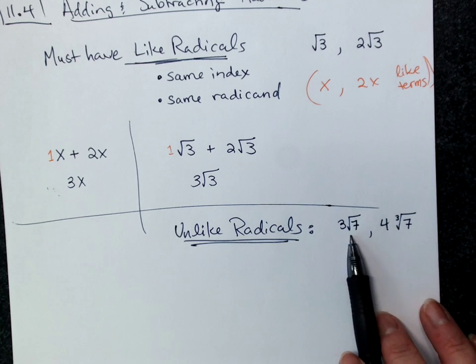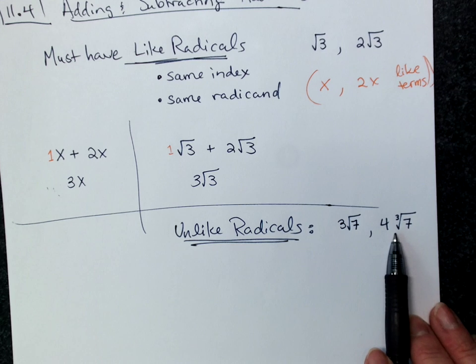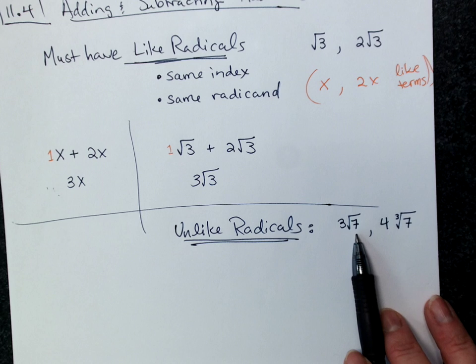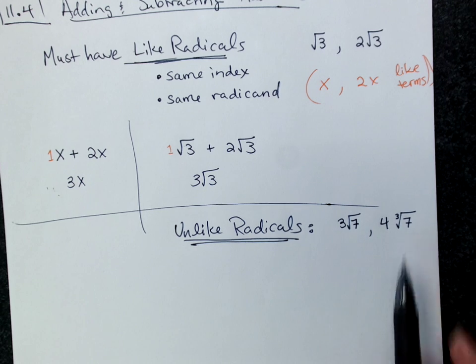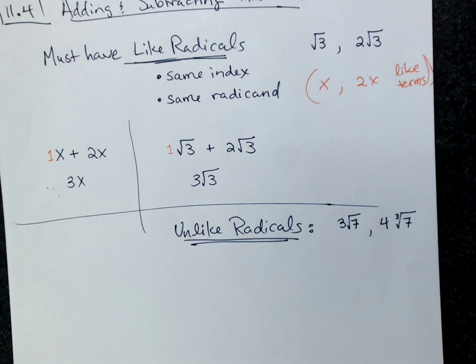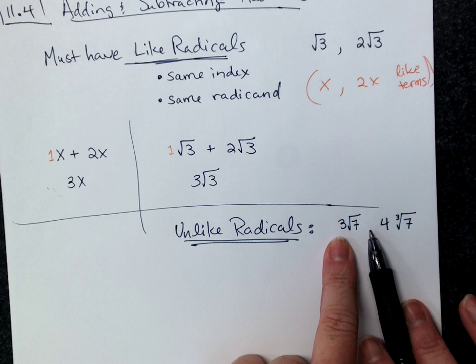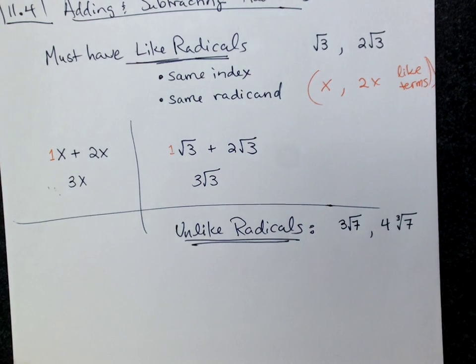Yeah, this one's a square root and this one is a cube root. Different indices. If you put square root of 7 in the calculator and then cube root of 7, you've got two different numbers. Two different irrational numbers, but different. So, unlike indices, unlike radicals. If you were asked to add or subtract these, you couldn't do it. You'd walk away. Just leave it at that.